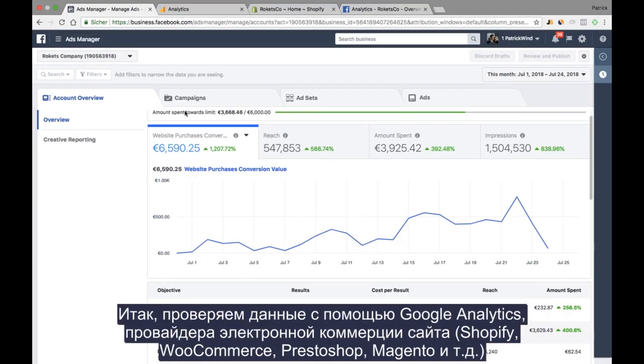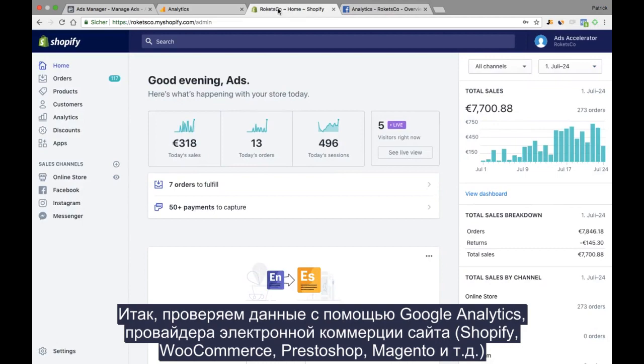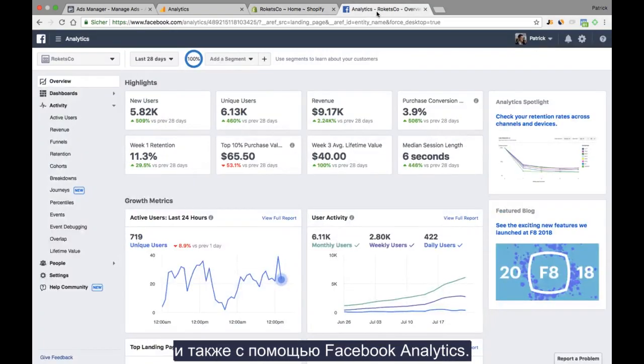Okay, so these are the three things that you should have in consideration when double checking your own Ads Manager data. So you want to double check it with Google Analytics and then with your e-commerce website provider, be it Shopify, PrestaShop, WooCommerce, Magento, whatever, or custom made, and also with Facebook Analytics.